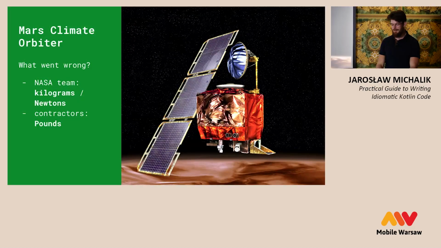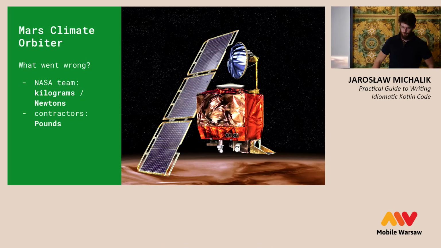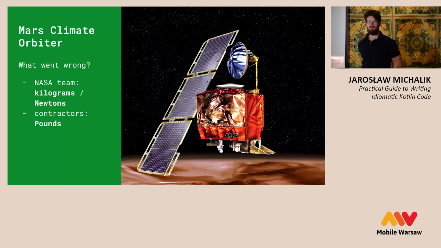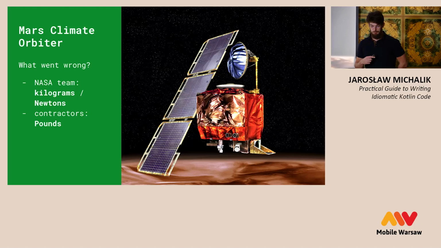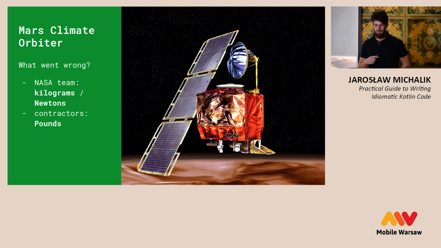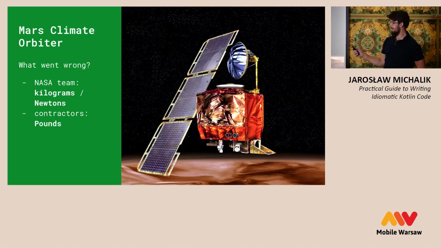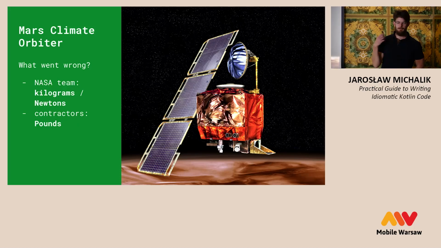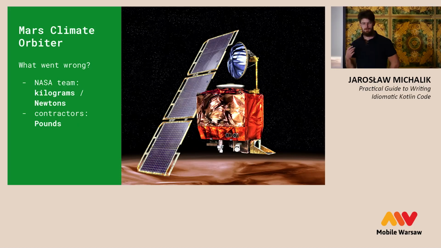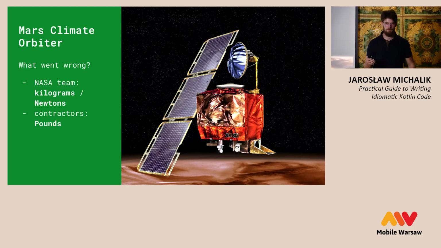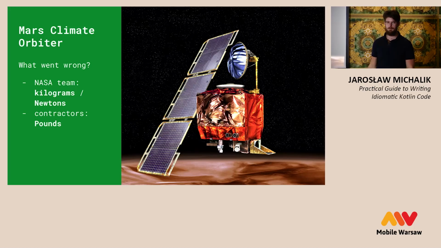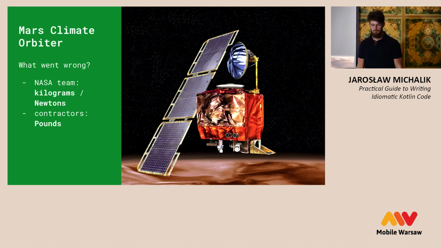Back in the 90s, NASA had a space mission to Mars, but the Mars Climate Orbiter didn't reach Mars fully. It burned in the atmosphere. And do you know what went wrong? Okay, we have something on the slides already. There were some miscalculations because the NASA team used proper units, kilograms, newtons, and a team of contractors that was hired by NASA used some weird units, imperial pounds.